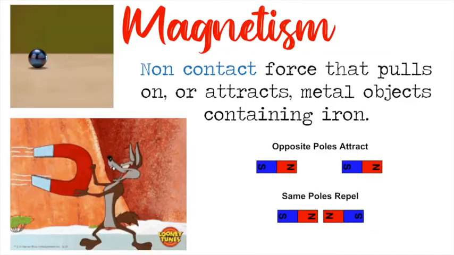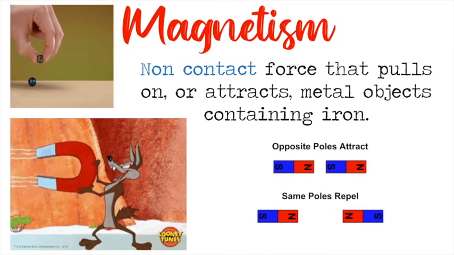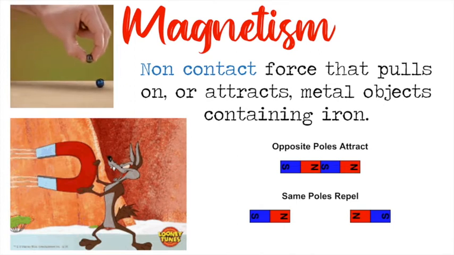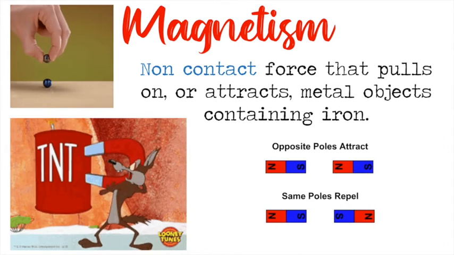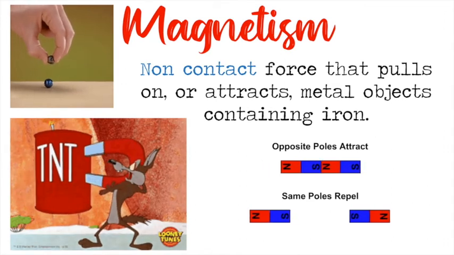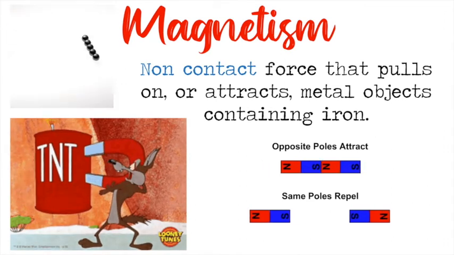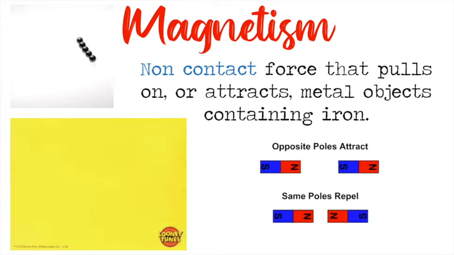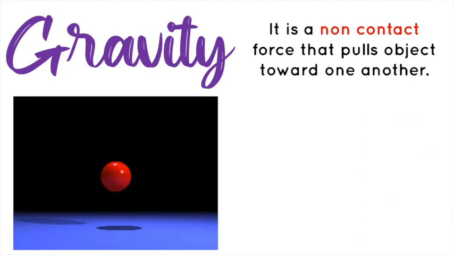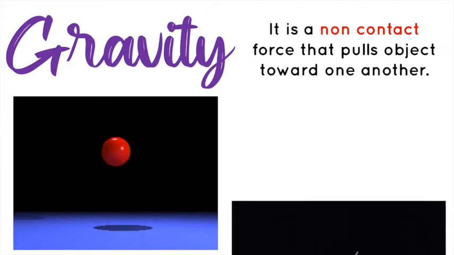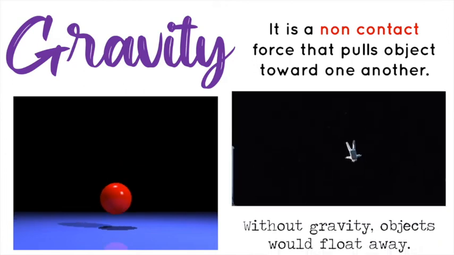Magnetism. Magnetism is a non-contact force that pulls on or attracts metal objects containing iron with a magnet. The characteristic of this force is that it doesn't need any touching with an object to move it. Gravity, similar to magnetism, is a non-contact force that pulls objects toward one another, which means this force doesn't need to touch any other object.